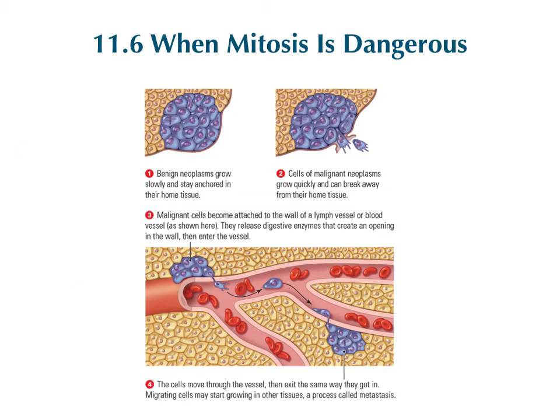And here is a nice slide that comes from your textbook that shows the process. In number 1, a benign neoplasm can grow slowly and stay anchored in its home tissue. This could be like a wart, for instance. In number 2, cells of a malignant neoplasm can grow quickly and can break away from the home tissue. And then in number 3, we see what happens with metastases, when malignant cells become attached to the wall of a lymph vessel or blood vessel. They release digestive enzymes that create an opening into the wall and then enter the vessel. And the cells will move through the vessel and exit the same way they got in.